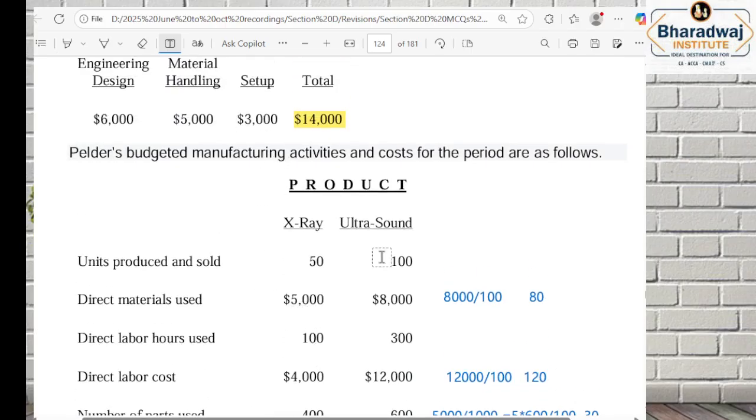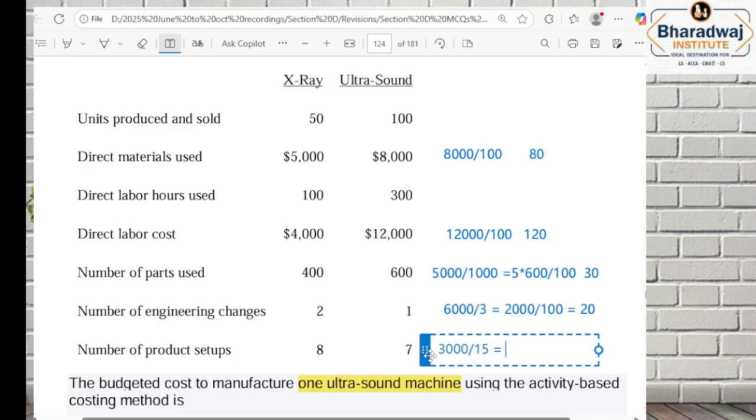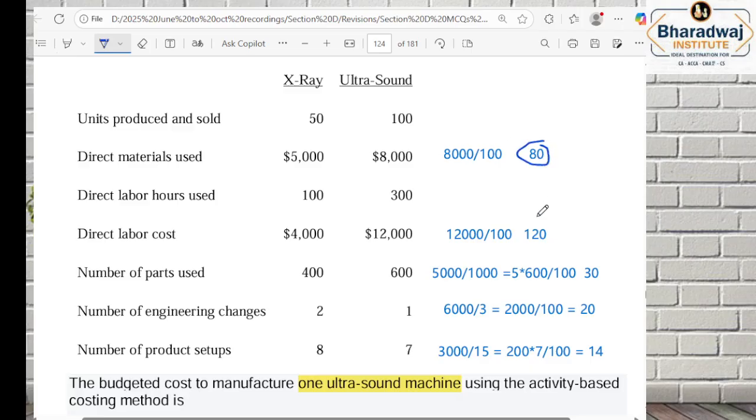Then number of setups. 3,000 divided by 15 gives the cost per setup, which is 200. 200 into 7 setups for the first one divided by 100 gives 14. Now add up all the costs: 80, 120, 30, 20 and 14. It will give the per unit cost.